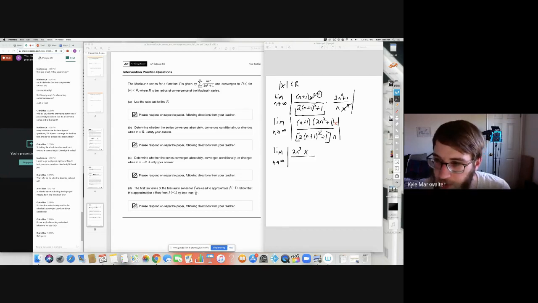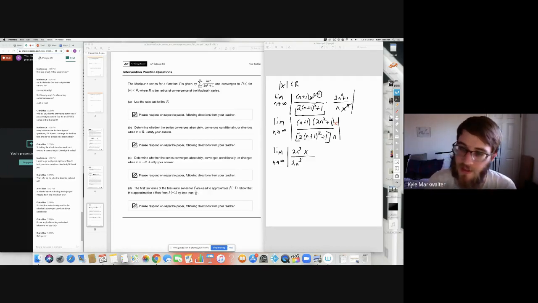I have 2n squared times another n. That'll give me a 2n cubed. I'm forgetting all the other junk because it's not going to give me the leading term here. 2n squared times another n, 2n cubed. Get the leading term down there. Oh, look, 2n cubed over 2n cubed.